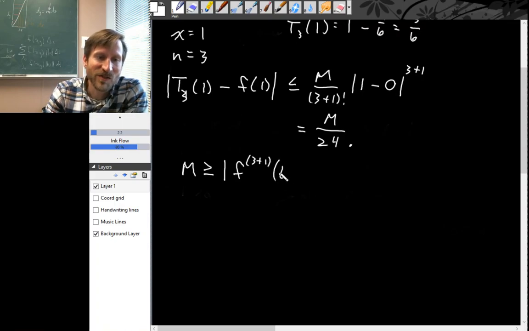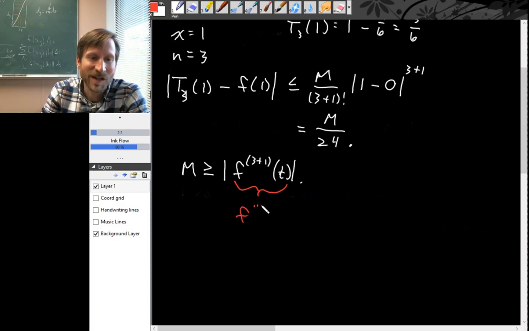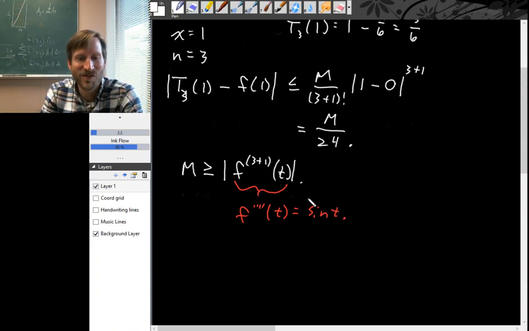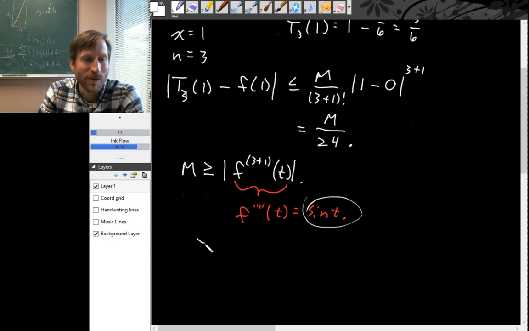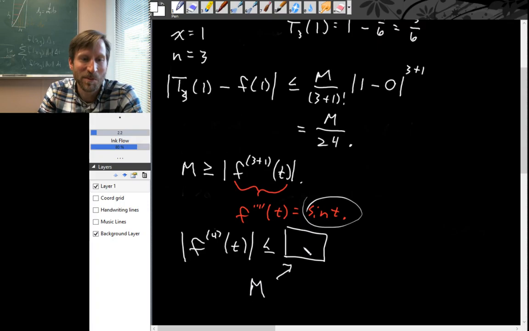And what is the n plus first derivative? Well, remember, our function f is just sine. So the fourth derivative, four little tick marks, the fourth derivative of sine is sine. So how big does this function, sine of t, ever get? The biggest it ever gets is 1. So we need to choose some value for M that makes this inequality work. We need to pick a number that we're calling M to put into this box.